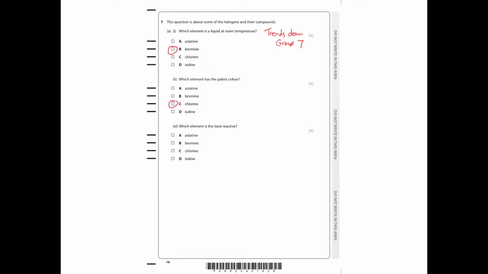Finally, it's about Group 7 reactivity. As reactivity decreases down the group, the least reactive element is the one at the bottom of Group 7, astatine.